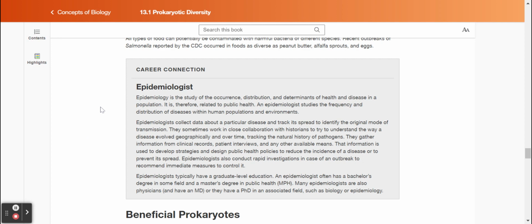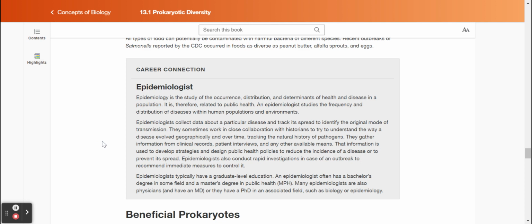Career connection. Epidemiologist. Epidemiology is the study of the occurrence, distribution, and determinants of health and disease in a population. It is, therefore, related to public health. An epidemiologist studies the frequency and distribution of diseases within human populations and environments. Epidemiologists collect data about a particular disease and track its spread to identify the original mode of transmission. They sometimes work in close collaboration with historians to try to understand the way a disease evolved geographically and over time, tracking the natural history of pathogens.